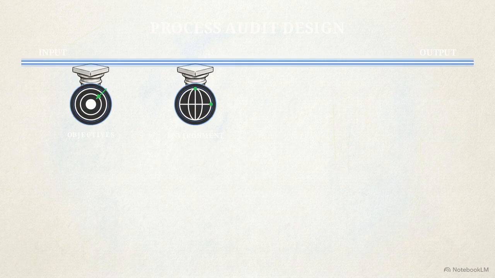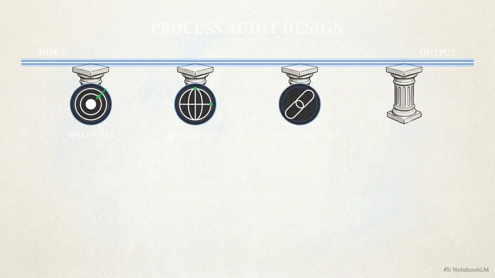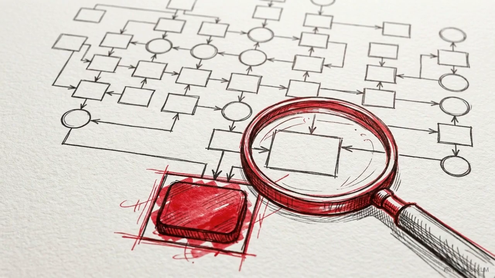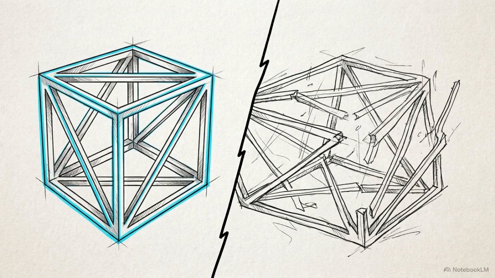You map the objectives, the environment, the interdependencies, and the control vulnerabilities, long before you ever look at a single final number. Auditing the structure allows us to identify the root of systemic failures before they manifest as thousands of individual errors. By testing the integrity of the framework, an auditor provides a more reliable picture of institutional risk than a random sample ever could.